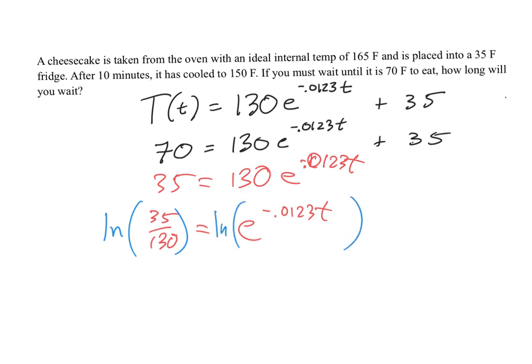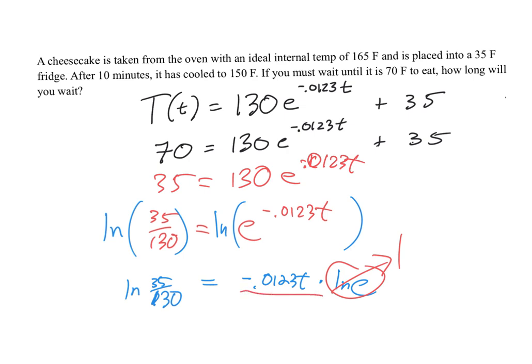I am left with the natural log on the left side, and we'll figure that out later with a calculator, equals negative 0.0123t times the natural log of e, which we already know is 1. Divide both sides by negative 0.0123. And I can finally find that the total time for the temperature to go down to 70 degrees is some number that you'll find when you plug it into your calculator.